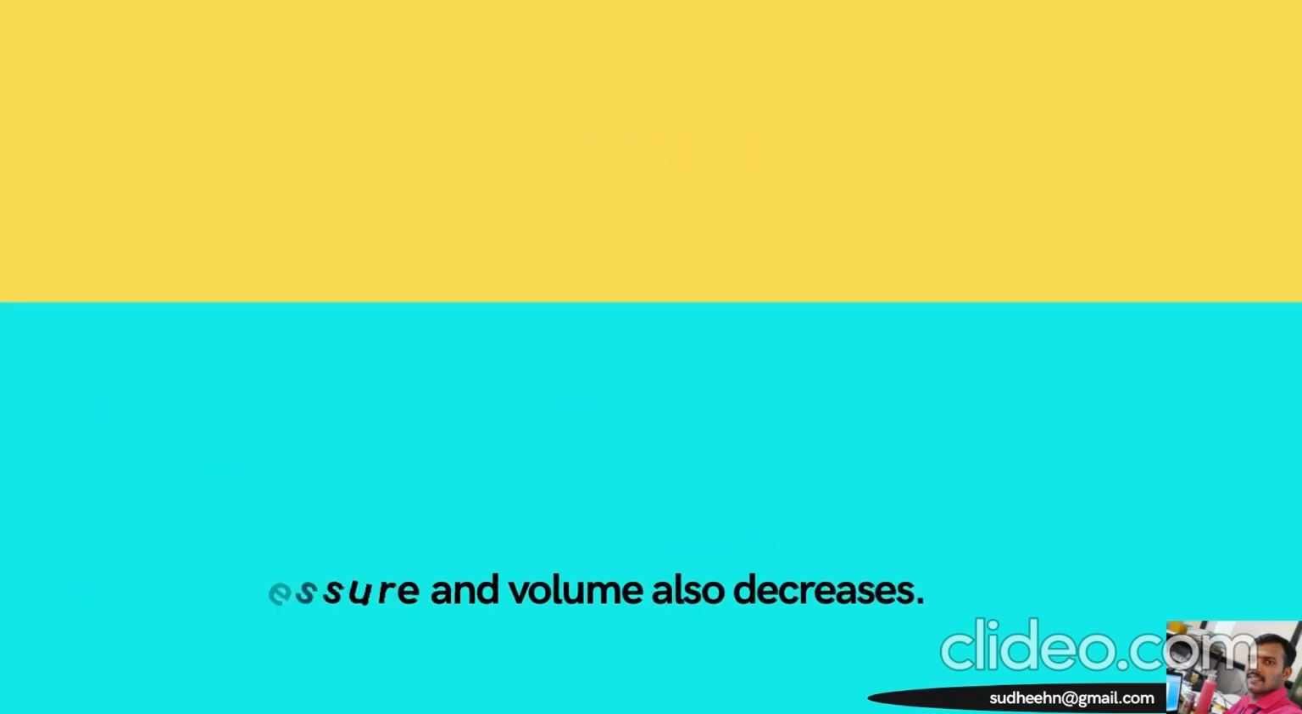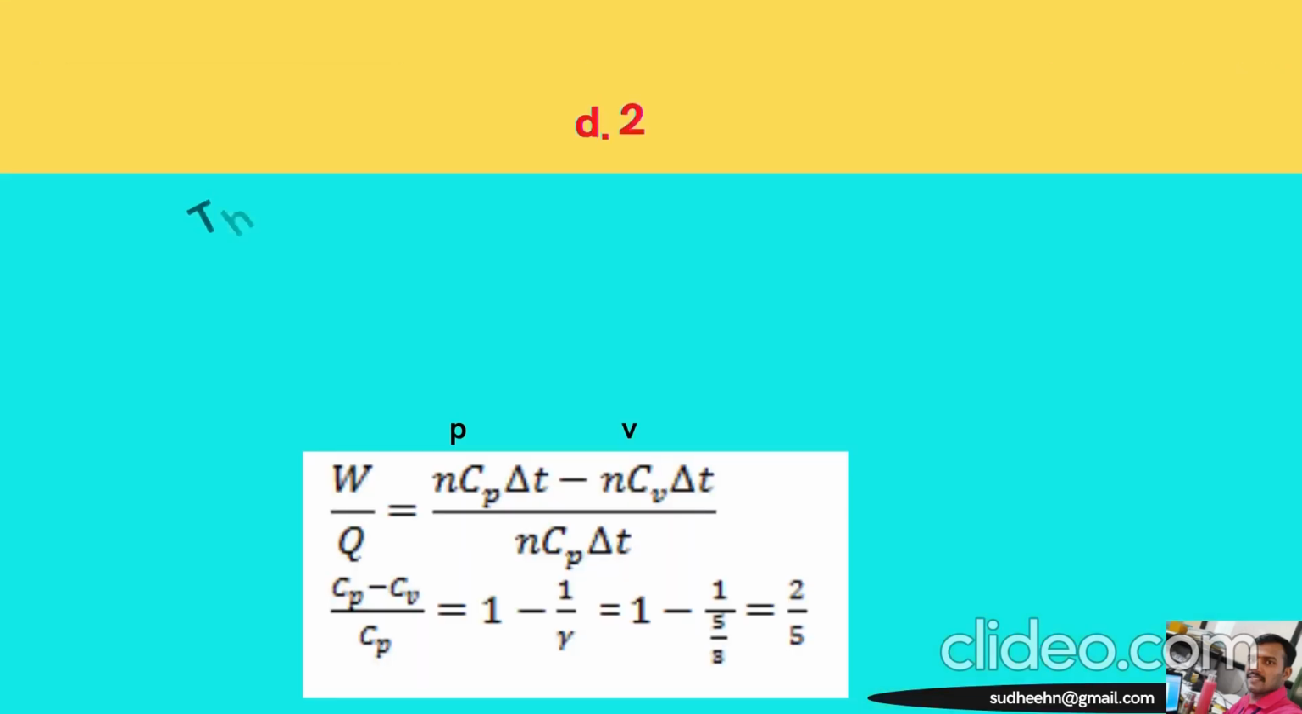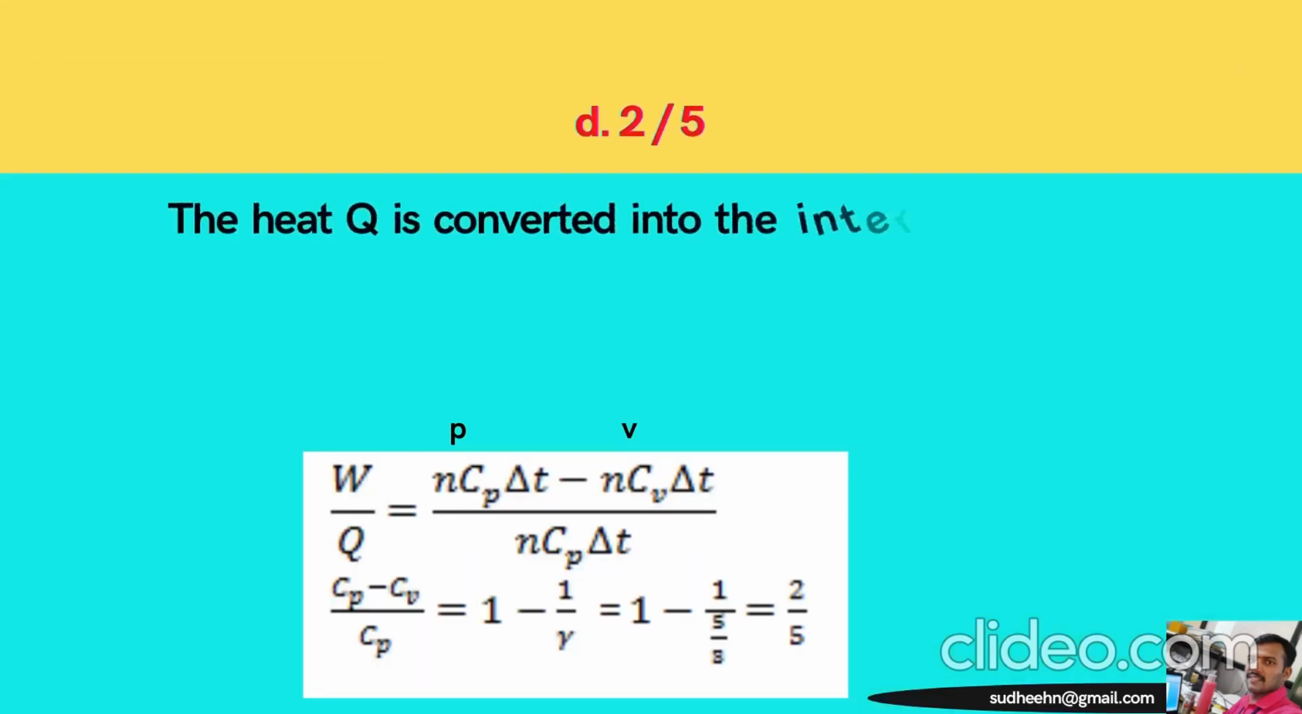Next question, question number 38. A certain amount of heat energy is supplied to a monatomic ideal gas which expands at constant pressure. What fraction of the heat energy is converted into work? Options are option A, 5 by 7, option B, 1, option C, 2 by 3, and option D, 2 by 5. And the right answer is option D, that is 2 by 5.